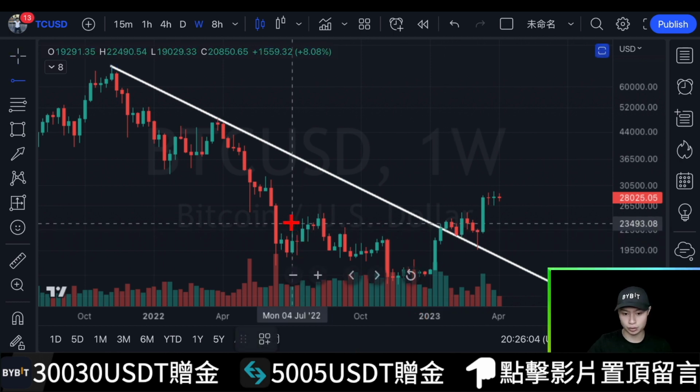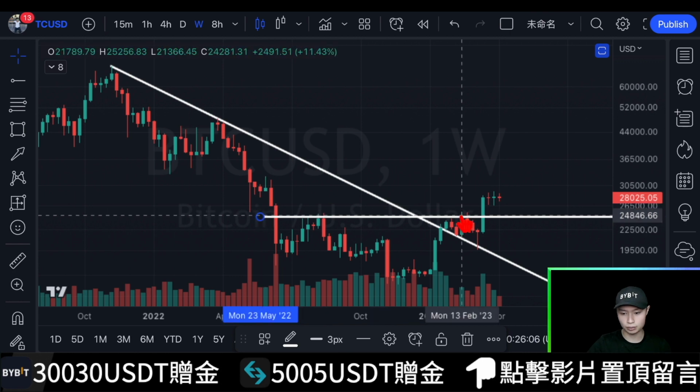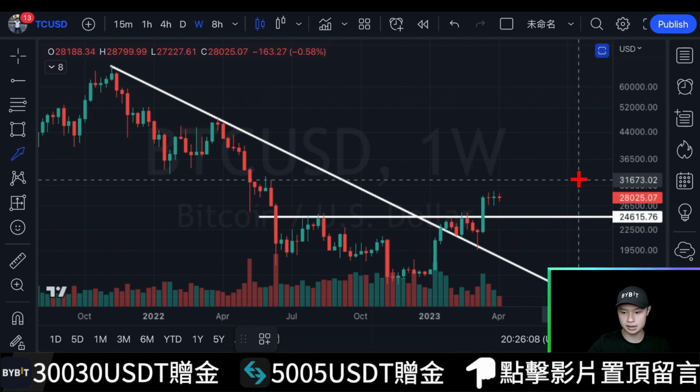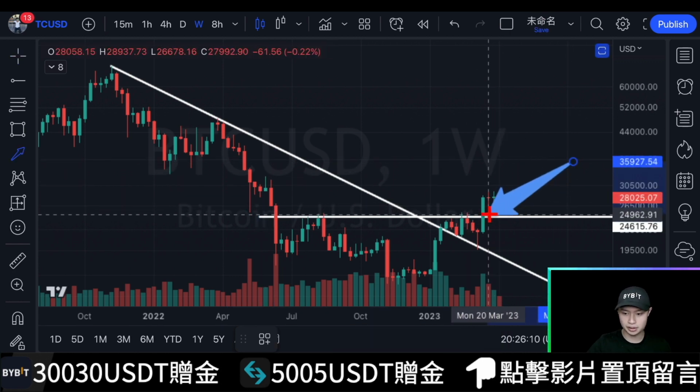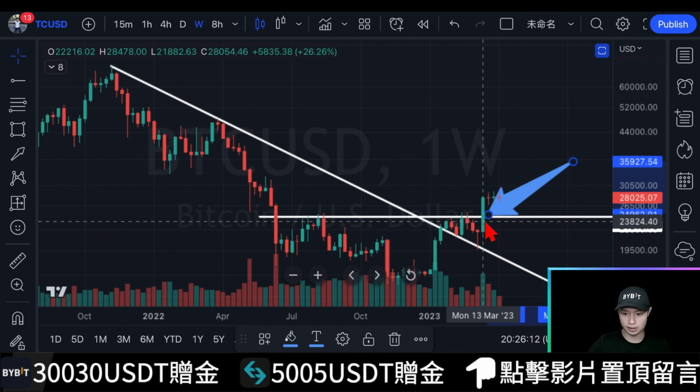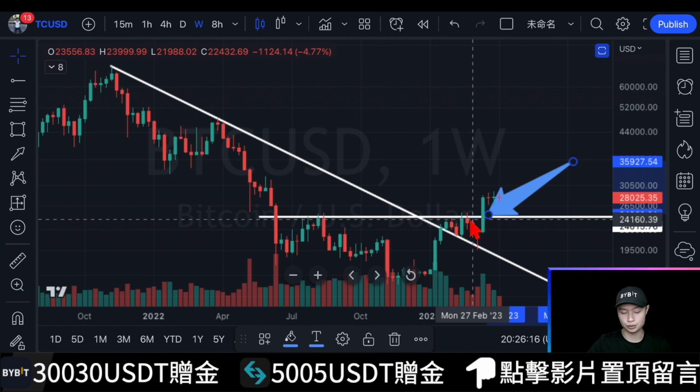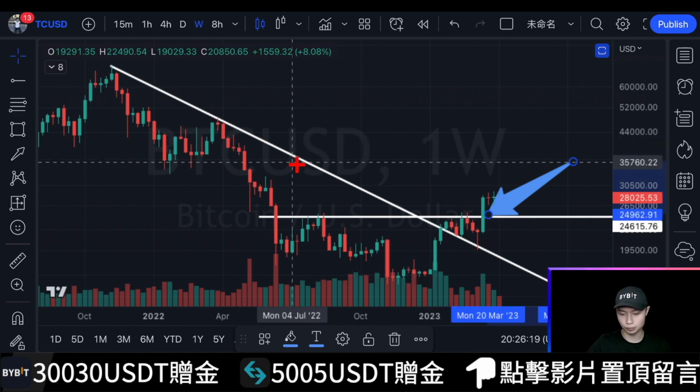Hence, the most perfect and confirmed entry point is right here. Right? When the price breaks through the first resistance level, and then the slanting trend line. I believe this point is a very important entry point at around $25,000.